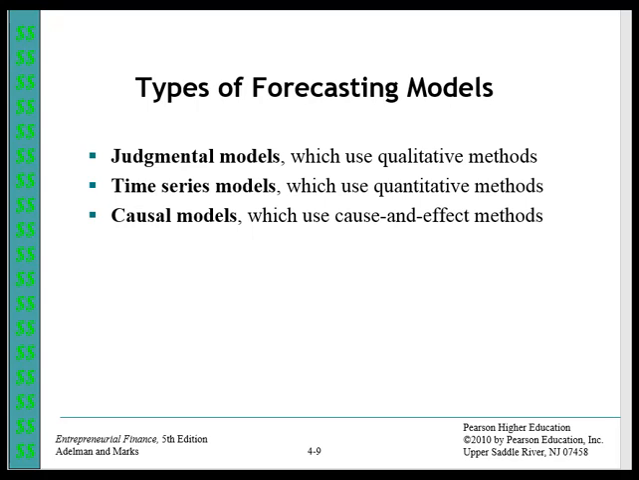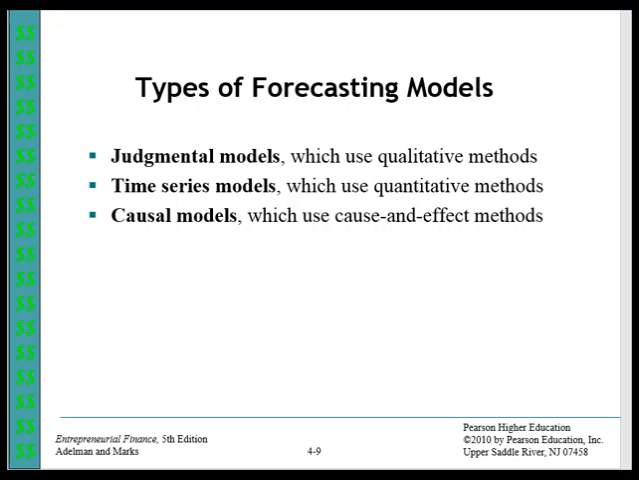There are three basic types of models. Judgmental models, these are going to use qualitative kinds of information. Time series models are going to use quantitative numbers, and causal models are going to be models that utilize some type of cause and effect methodology.